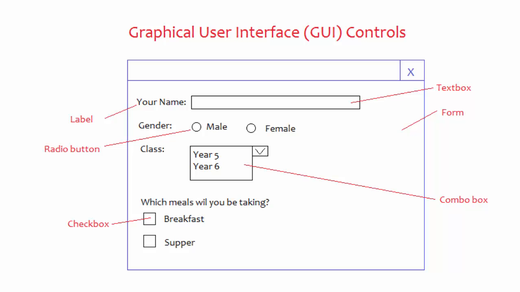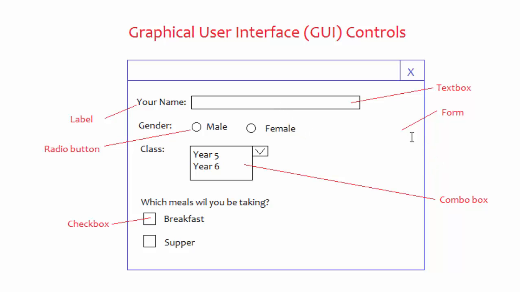The first one is the text box. This one is used for entering one line of text only. And this is very common, especially when you want to collect information from people over the internet. For example, you provide text boxes where they type their names and other information.